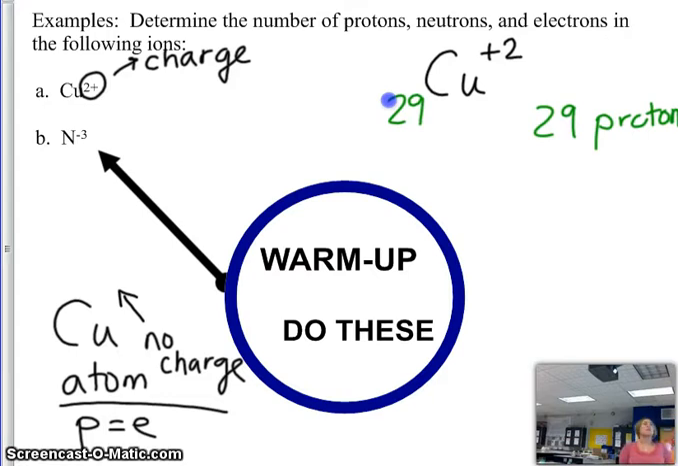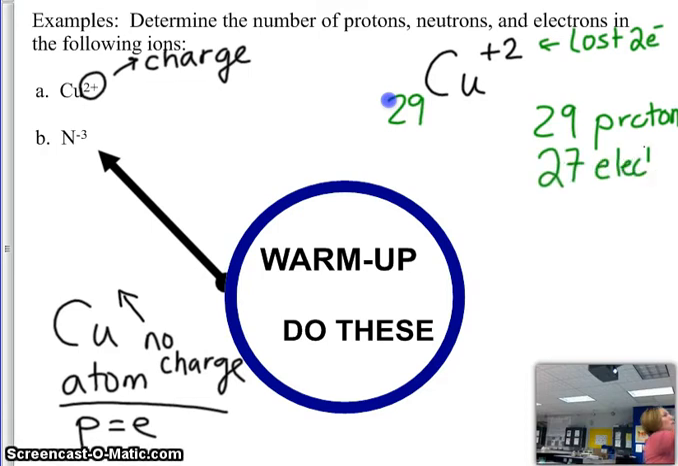Since the charge is positive, that means it has lost 2 electrons. That's what this means. If that charge were not there, it would have had 29 electrons because the protons and electrons are always equal. But it lost 2, so now it has 27 electrons. That's what I mean when I say it's the protons minus the charge. When you have a positive charge, you do 29 minus 2, and you get 27 electrons.